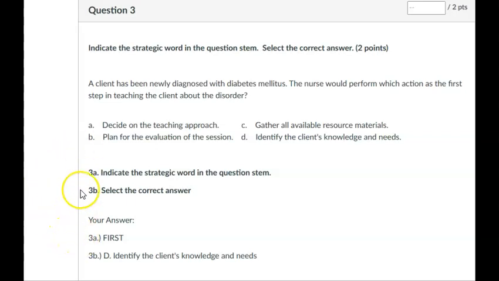This student identified the strategic word of first, which is correct. And the student also picked the correct answer, identify the client's knowledge and needs. In order to teach a patient, we first need to know what they know. And from there, we can start our teaching.